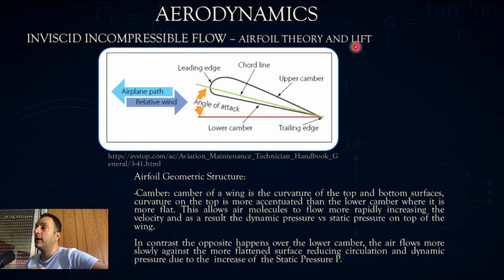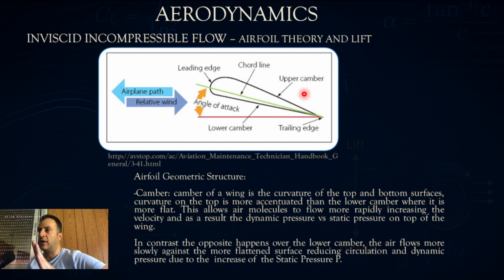Airfoil theory and lift. At first, let's look at a section area of the wing. So this is what the wing would look like if you're looking at the airplane sideways. So you're observing the transversal section of the wing. This is how it looks. It's curved on the upper camber. The upper camber, by the way, is the upper area of the wing, and the lower camber is the lower area. All right, so the upper camber, if you look at it, is more curved than the lower camber.